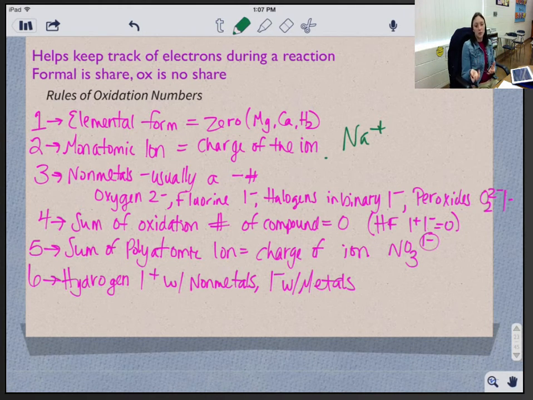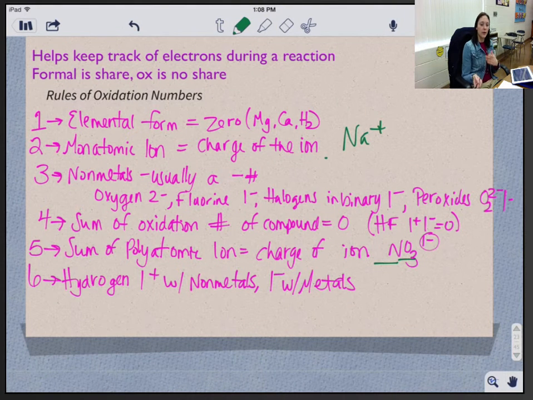Number 4, the sum of the oxidation numbers for a compound should be 0. So if I have 1 positive and 1 negative, it better be 0 for the overall charge of the compound, because the compound shouldn't have a charge. If it had a charge, it would be an ion. Number 5, the sum for a polyatomic ion is the charge of that ion. So the oxidation number for NO3, the total thing, should be a -1. So when I figure out the oxidation number for N and O, it better add up to -1.